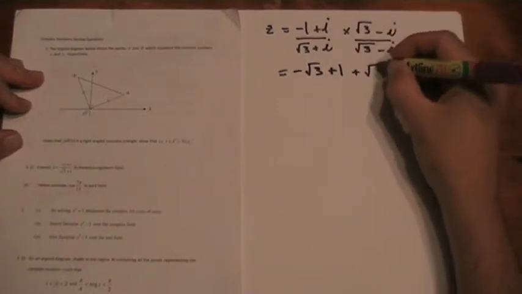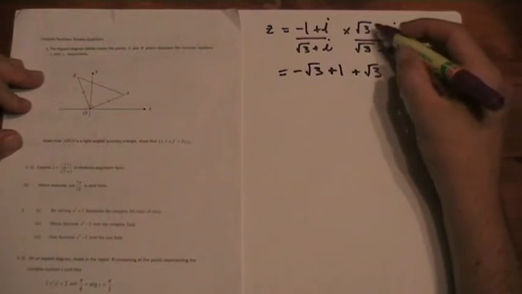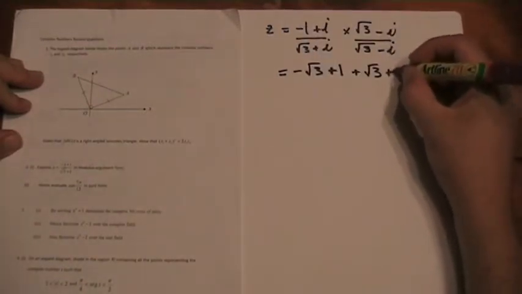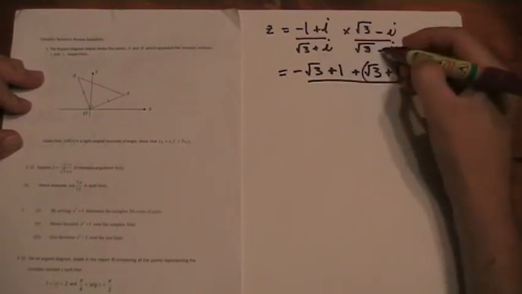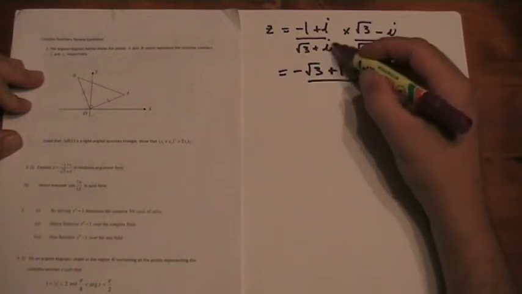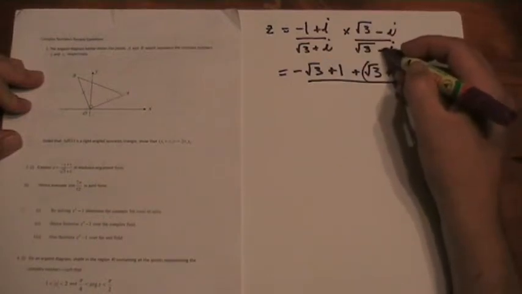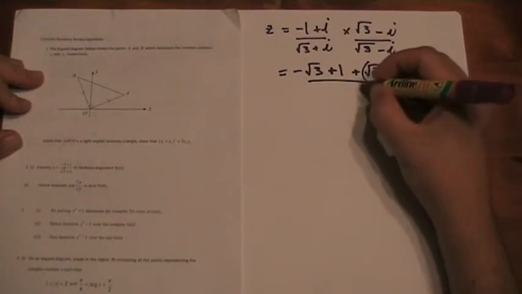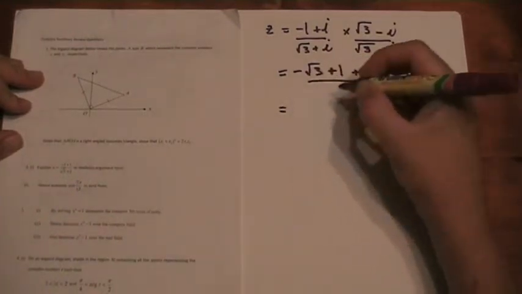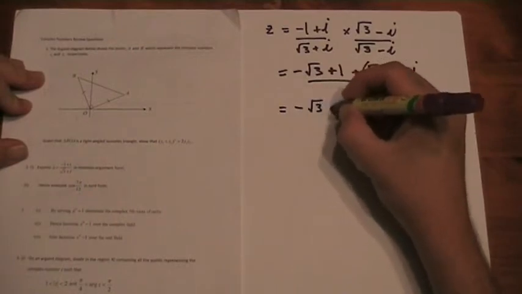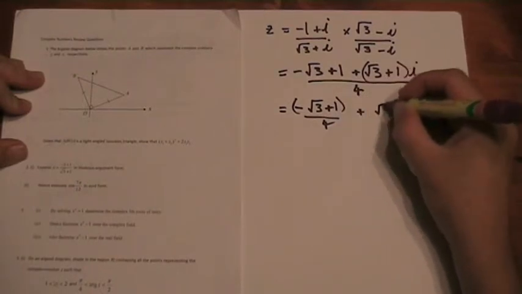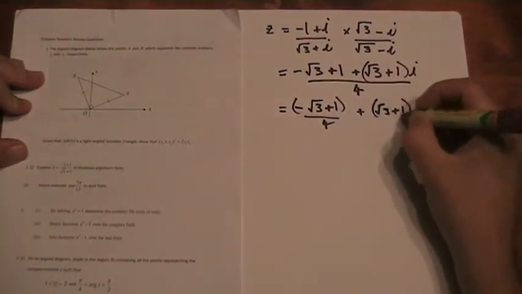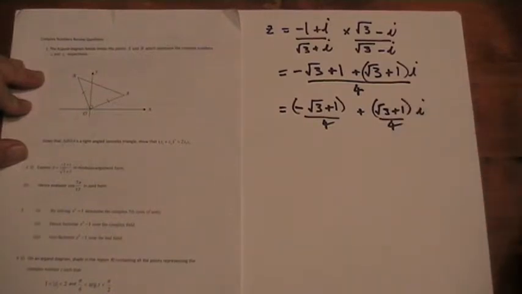Plus you'll get √3 i, and you'll also get minus times minus is a plus 1i. That's the numerator. On the denominator, difference of squares gives me 3. i times i is i², minus i² is plus 1. 3 plus 1 is 4. So we have as our complex number (-√3 + 1)/4 + ((√3 + 1)/4) i. So expressed in mod arg form, I get the modulus of z.